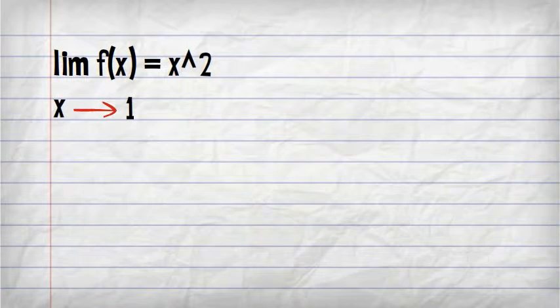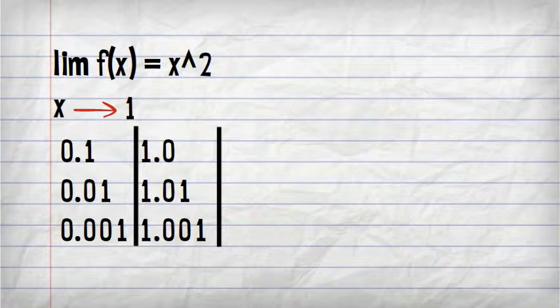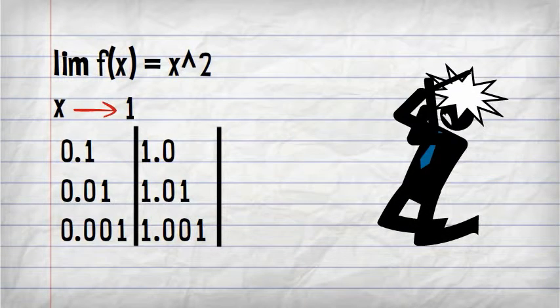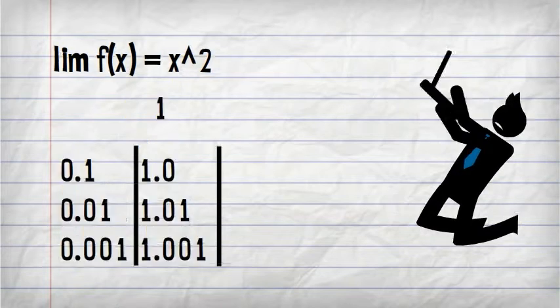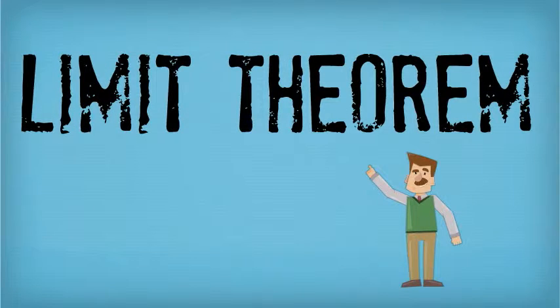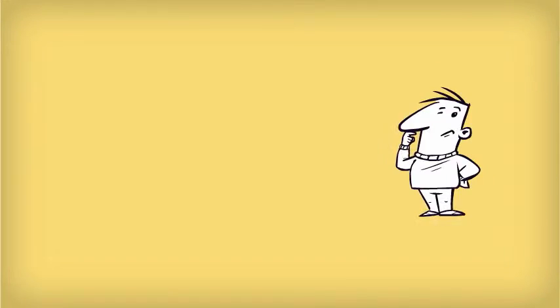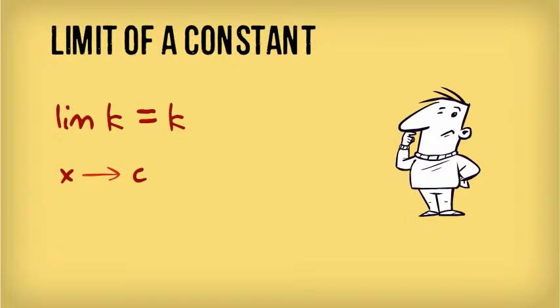The first way is to set values that approaches the given and substitute it to every x in the given function. But who would waste time doing this? Fortunately, mathematicians developed limit theorems. The first one, the easiest one, is the limit of a constant. The limit of constant k that approaches a value c is k, the constant itself.